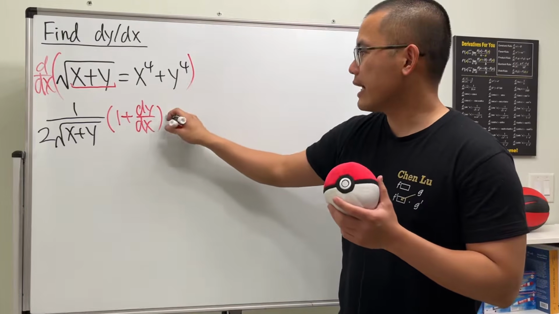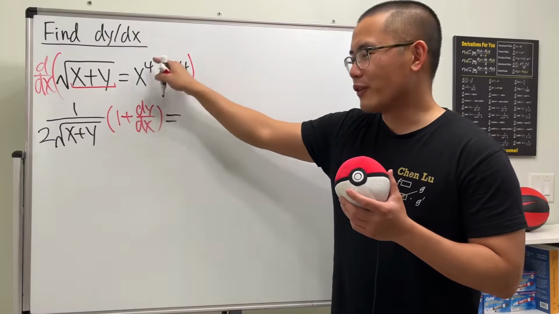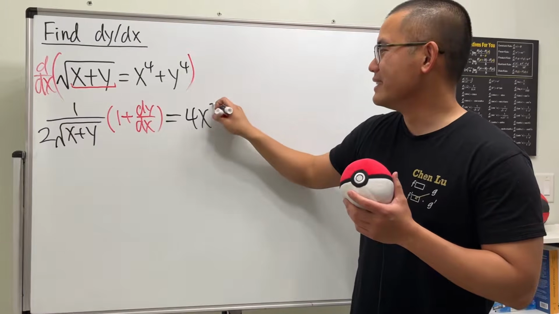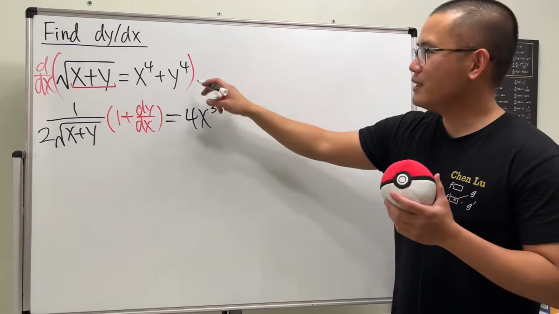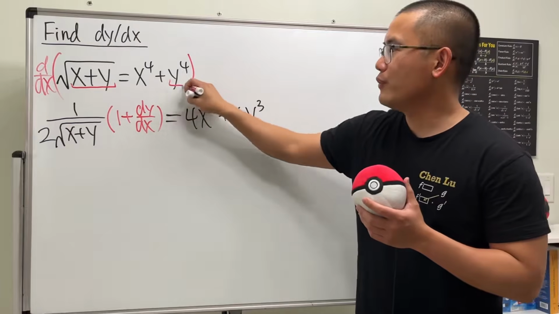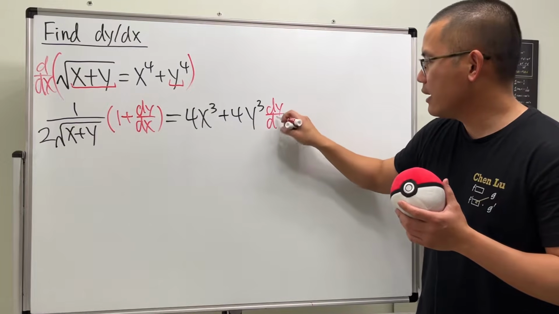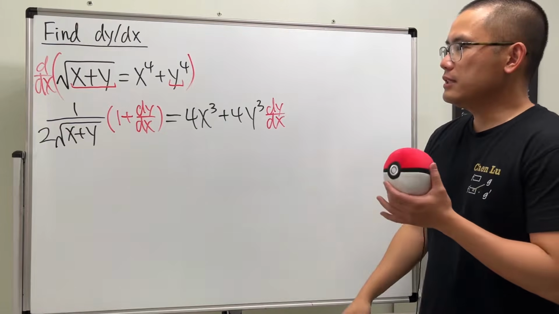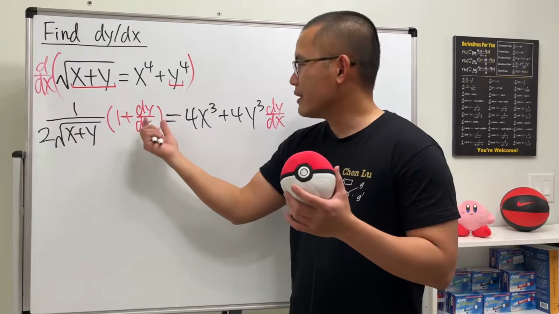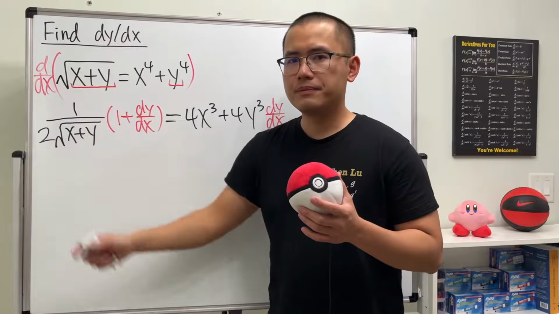And now for the right hand side, differentiating that. Differentiating x to the fourth power, we get 4x to the third power. And then differentiating y to the fourth power, we get 4y to the third power. And don't forget to use the chain rule right here. So you multiply by dy/dx. So this is pretty good. And we have the dy/dx here and also dy/dx here.